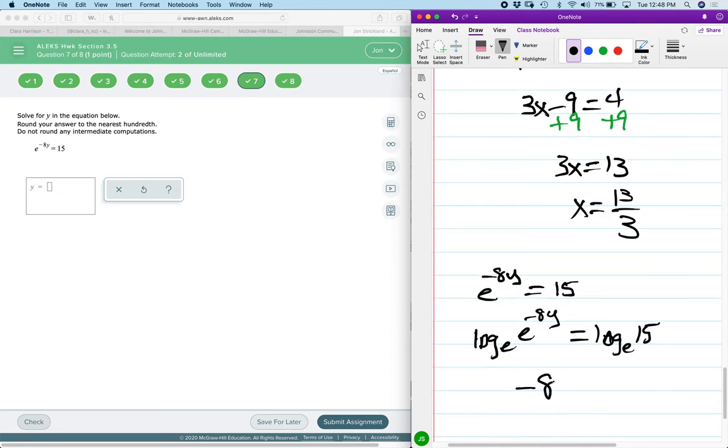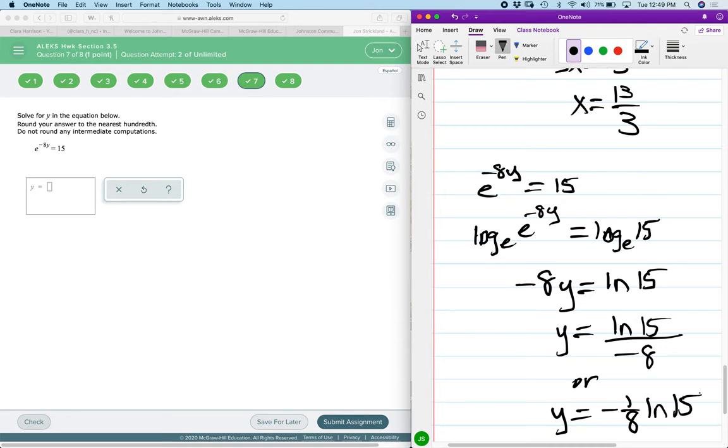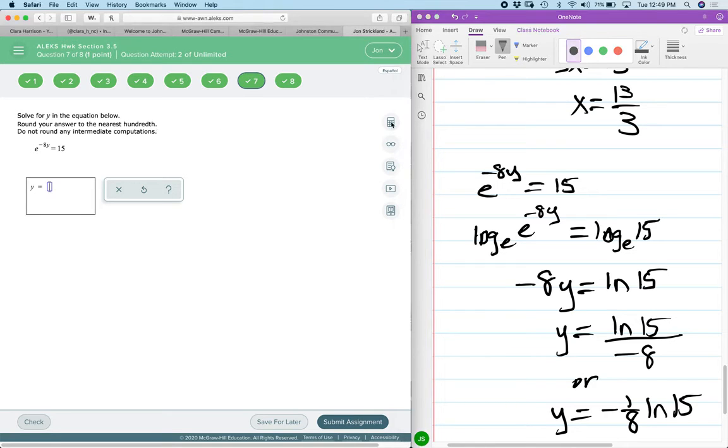Here we have negative 8y is equal to the base e logarithm of 15, which is the natural logarithm of 15. For y, we have the natural logarithm of 15 divided by negative 8. Or you could say y is equal to negative 1/8 of the natural logarithm of 15. Now we're estimating and rounding to the nearest hundredth, which is the nearest 2 decimal places.